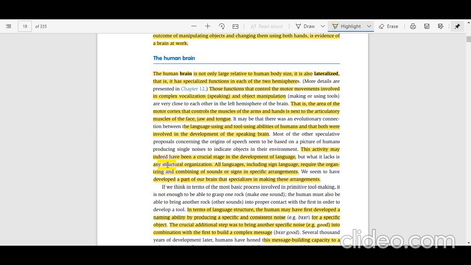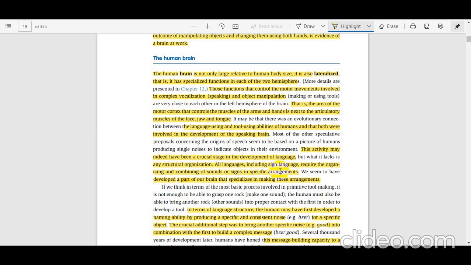But what it lacks is any structural organization. All languages, now listen, including sign language, require the organizing and combining of sounds. Now, basically, when we talk about the evolution, the development of speech or human speech, we should start with the sounds. Then we move to more complicated assumptions. Now, sounds or signs in specific arrangements.